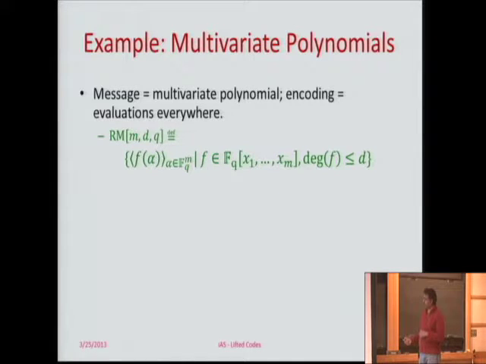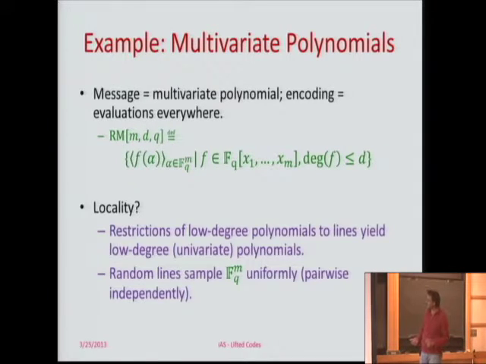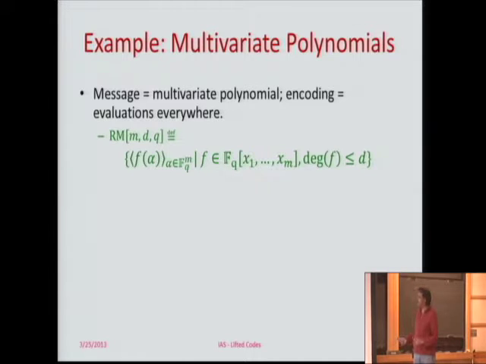So the messages are the set of all polynomials in m variables over F_q whose degree is at most d, and the encoding is the evaluation of these polynomials at every point in F_q to the m. So these are codes of length n equal to q to the m, and the message space is as large as it is. We will discuss this in a minute.